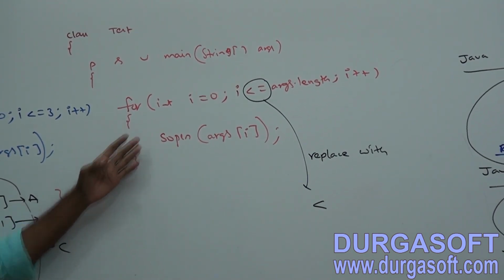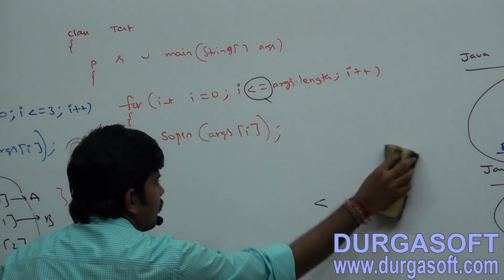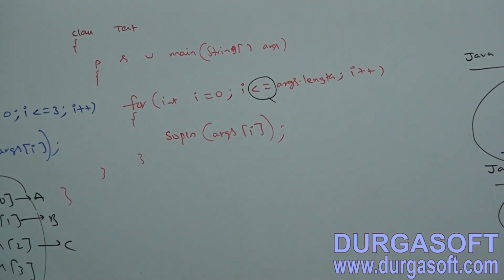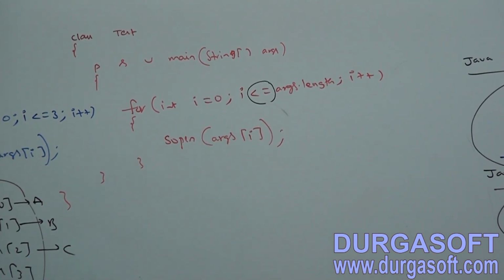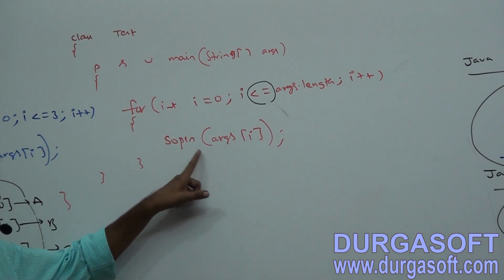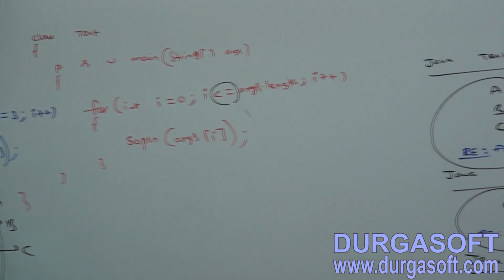Public static void main. At the beginning, don't take this part; at last, after completing, you can take it. For int i = 0; i <= args.length; i++, SOP of args[i]. Completed, I hope. Fine. Now take all those things.